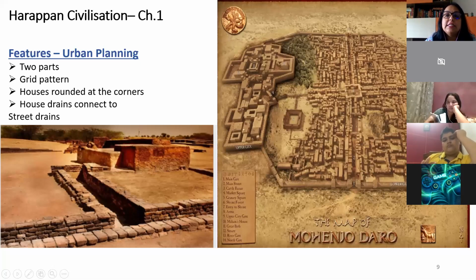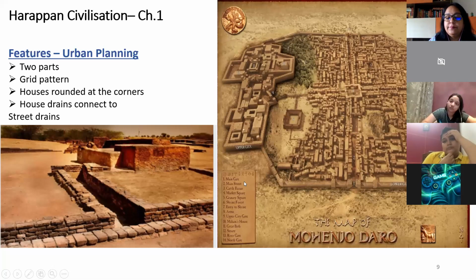Now, children, see this image. Can you see the roads? This is the main road, the main street. The main street ran from north to south and from east to west. In between the houses there are narrow lanes also, going this way and that way. Because of that, the whole city got divided into blocks or grids. Can you see? This is a square.